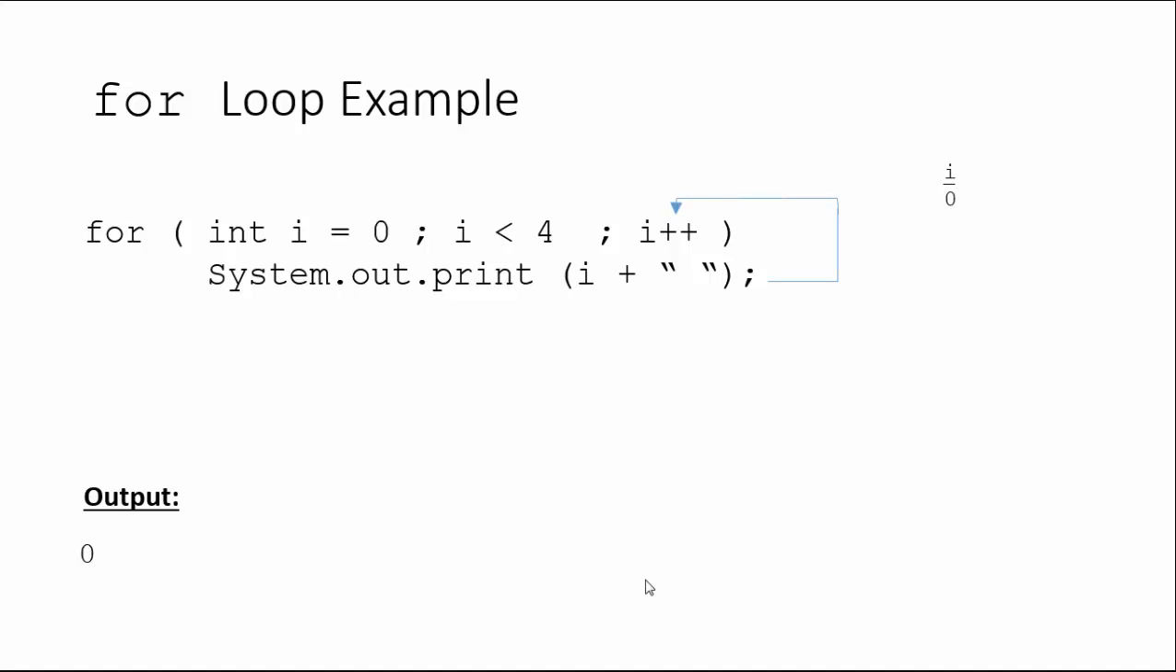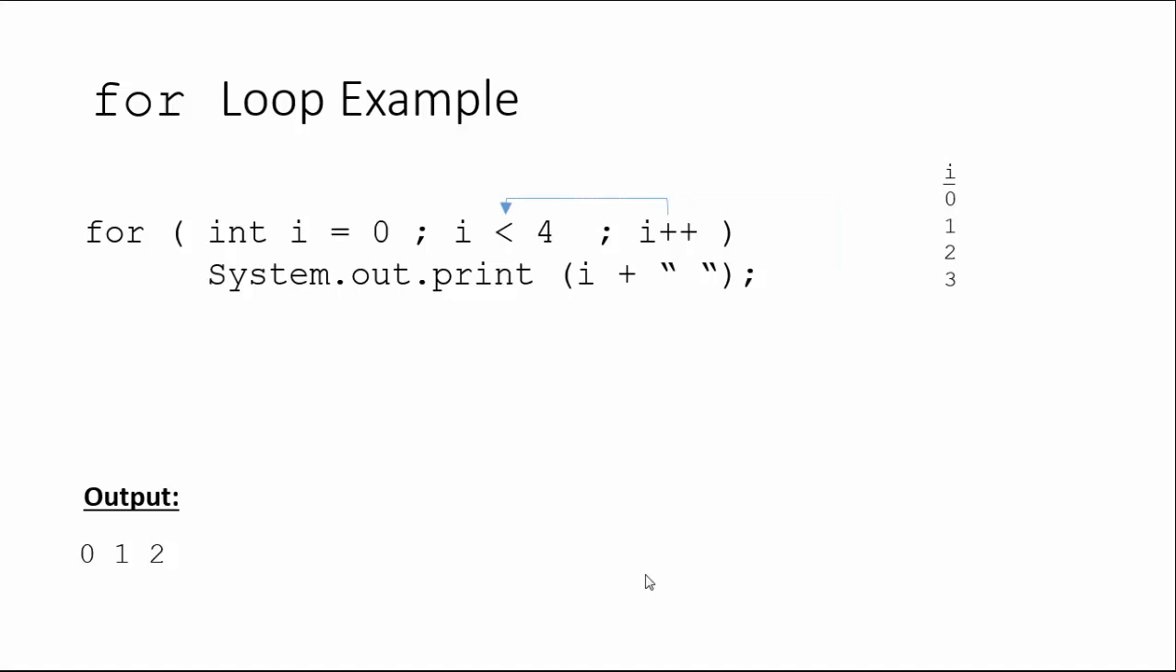I is incremented by 1, and then flow of control returns to the condition. Is 1 less than 4? True. We hop into the loop, print the contents of I and a space, and return up to the incrementer. I is incremented by 1. Is 2 less than 4? True. We hop into the loop and print out the contents of I and a space. We return back to the incrementer, and I is incremented by 1.